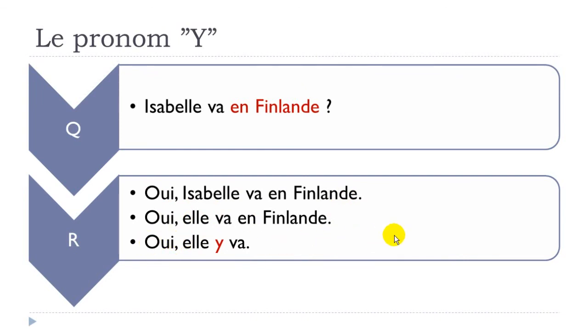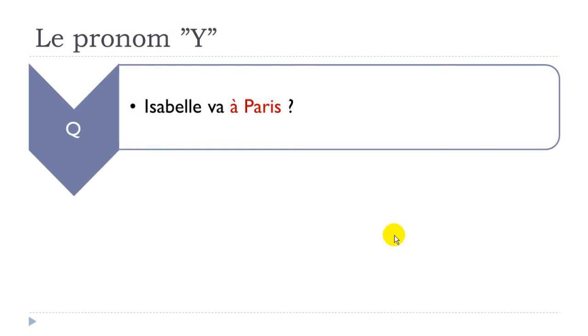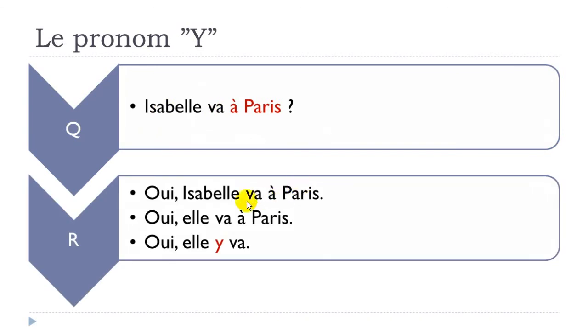Okay, so let's see another example now. So if you're using a name of a town because previously we had a country and now it's a town, so it's Paris, okay? Isabelle va à Paris? So it's a question. Of course, you can answer like we saw previously. Oui, Isabelle va à Paris. First option, repeat everything, no problem. Second option, you just want to avoid repeating Isabelle. Oui, elle va à Paris. And then, last option, you just want to avoid repeating Isabelle and then Paris. Oui, elle y va. Alright?